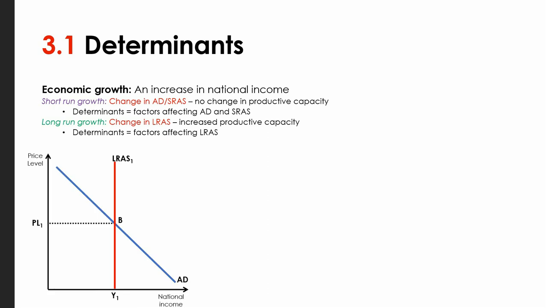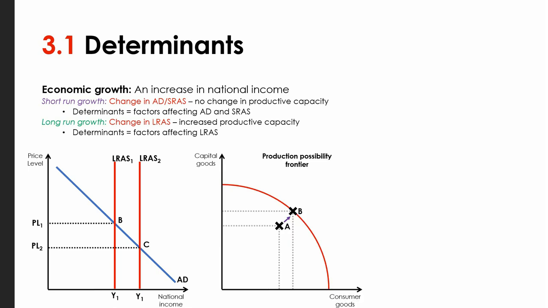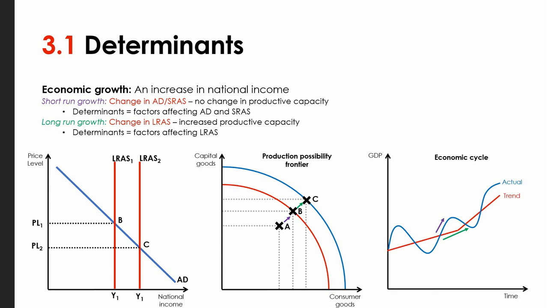On a diagram, long-run growth looks like an outward shift in the long-run aggregate supply curve, while short-run growth is just a movement within the PPF of an economy. The production possibility frontier doesn't actually move for short-run growth. Long-run growth would be a movement out in the PPF. If we were going to show it on an economic cycle diagram, short-run growth would just be our fluctuation in the blue line, that purple arrow, while long-run growth would be represented by a change in the underlying trend rate of growth in the economy.